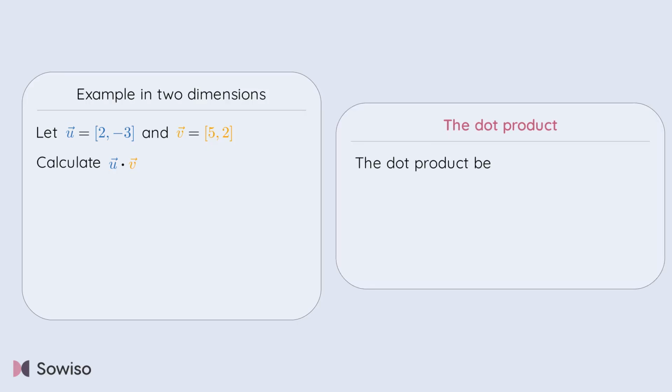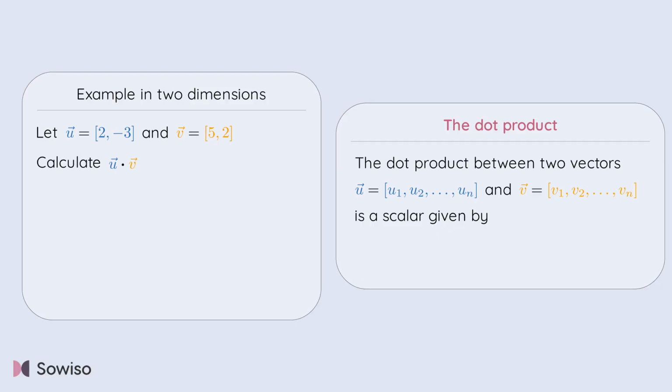The dot product between two n-dimensional vectors, u with components u1, u2, all the way to un, and the vector v with components v1, v2, all the way to vn, is a scalar given by the sum of the products of the components of the vectors: u1 times v1 plus u2 times v2 plus all the way to un times vn. We can apply this formula to our example.